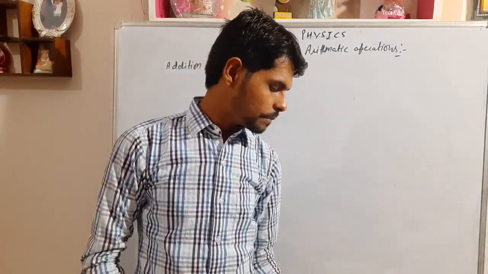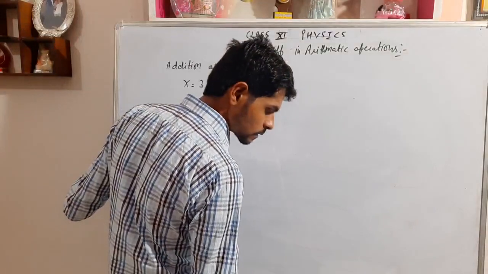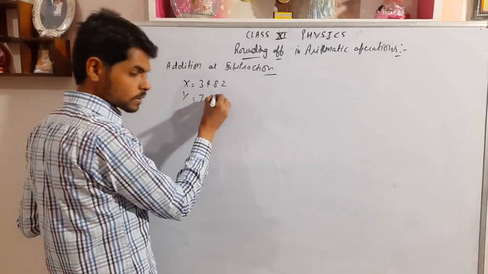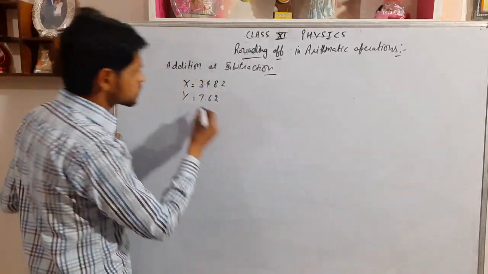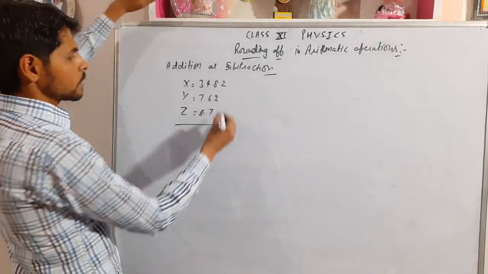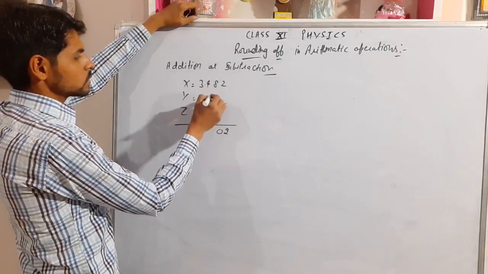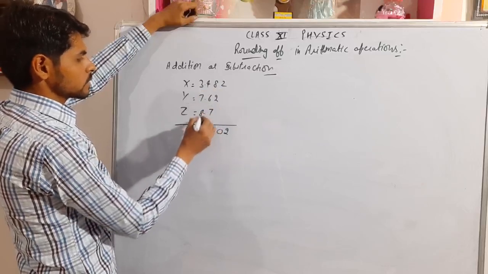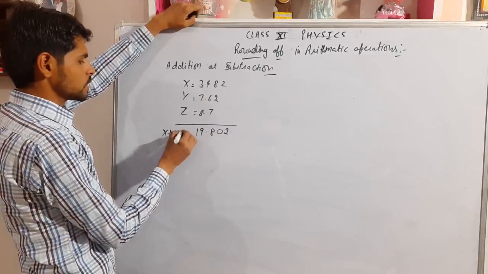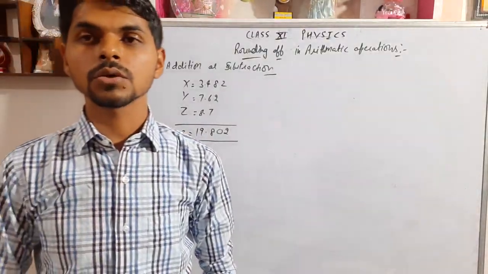If we have 3 numbers, x is 3.482, y is 7.62 and z is 8.7. So on adding, what will it be? 2, this is 10, now 10, 17, 8, 18 and 1, 19. So this is the sum of x plus y plus z. We are doing the addition. So the answer of the addition is 19.802.